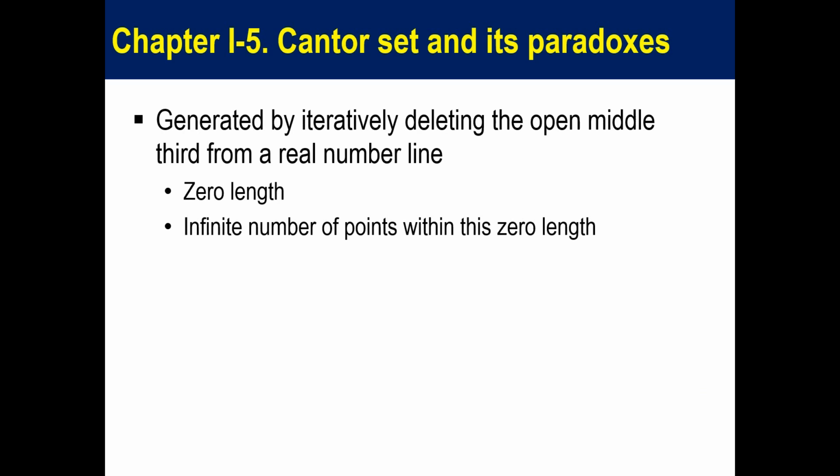Cantor set. The Cantor set is generated by iteratively deleting the open middle third in a real number line segment. You will see that it has zero length, but there are an infinite number of points within this zero length, as you see in the next video from PBS Infinite Series.